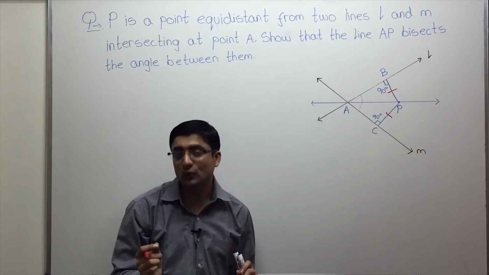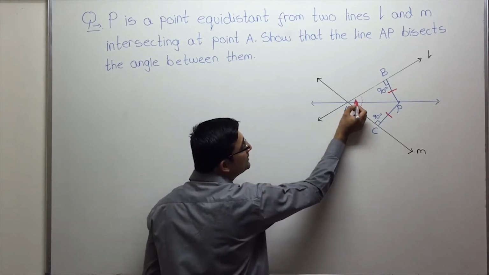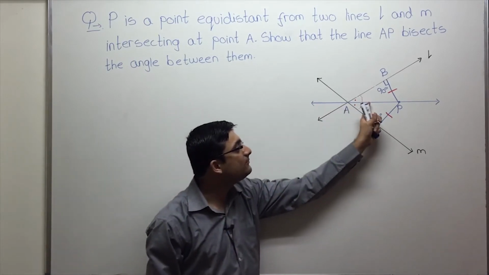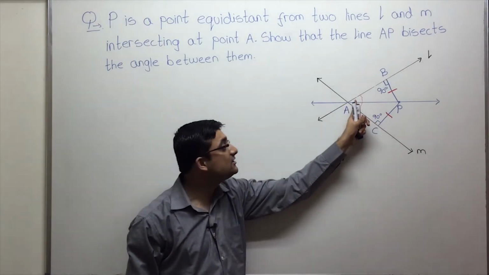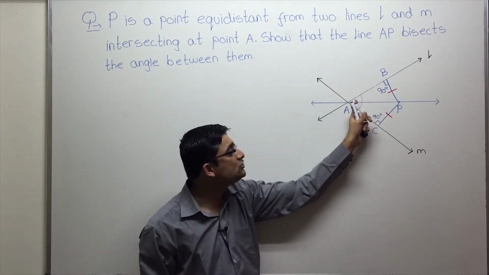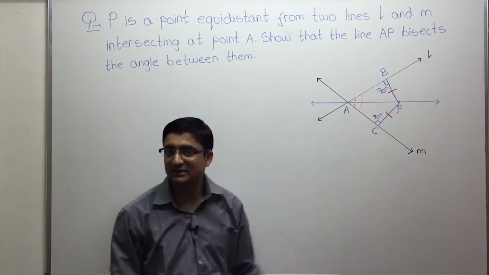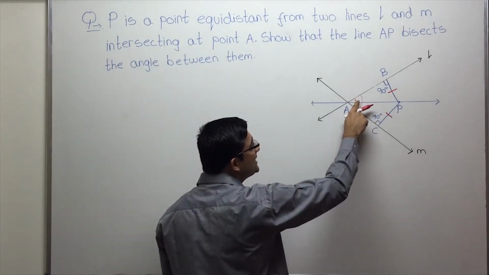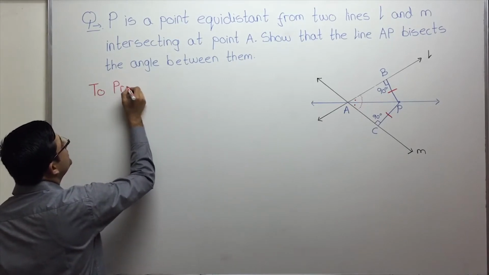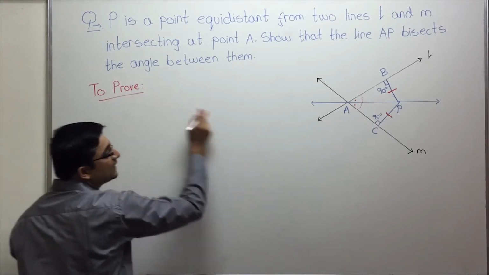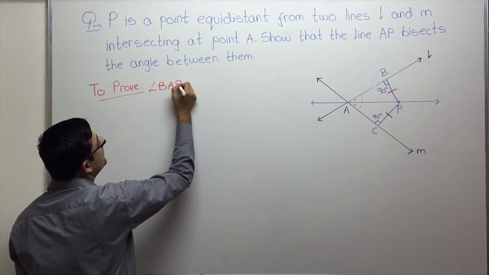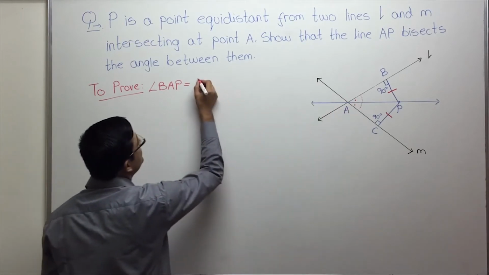Bisect means to cut into two equal parts. So basically, we have to show that this angle over here is equal to this angle over here. What does the angle bisector do? It divides the entire angle in two equal parts. So how do we show AP is bisecting this angle? That means show these two angles are equal. So what do we have to prove? I'll write over here, we have to prove that this angle over here, angle BAP, is equal to this angle over here, angle CAP.